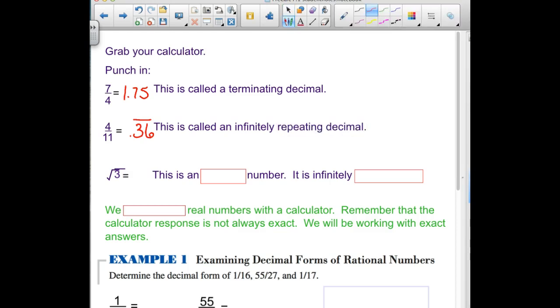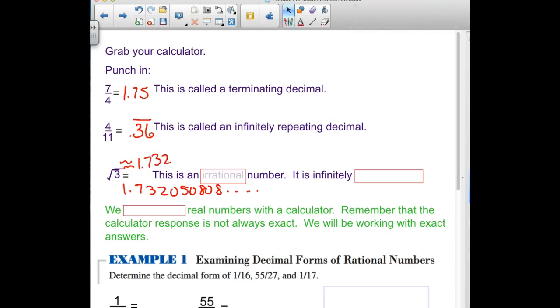And then if you type in the square root of 3, you get 1.7320508088, etc. All right, in this course, we typically take things out to the third decimal place. So I would write this as approximately 1.732. But it is a non-terminating decimal, so it is an irrational number. And it is infinitely non-repeating as well.